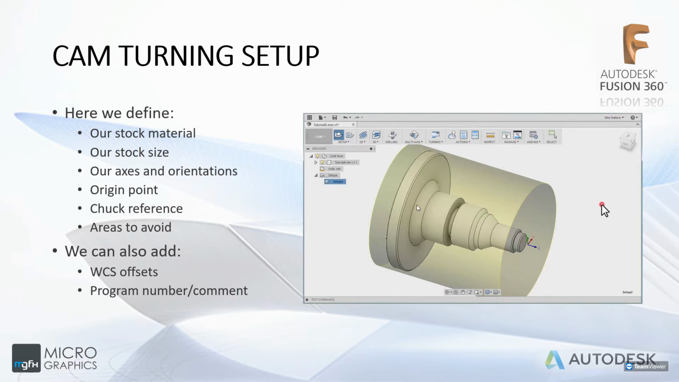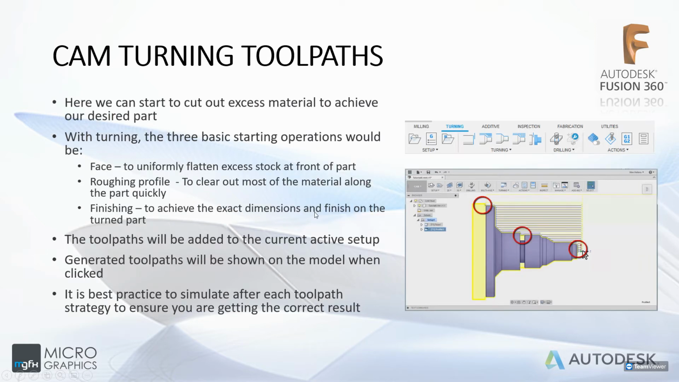Okay. In this process, we can also set world coordinate system offsets, as well as give our program a name, a number, and add in a comment for description. Remember, some controllers only accept numbers for their program names, and I think they have a limit of about 6 or 7 digits. So we've got to be wary of all that and give the information to the machine correctly.